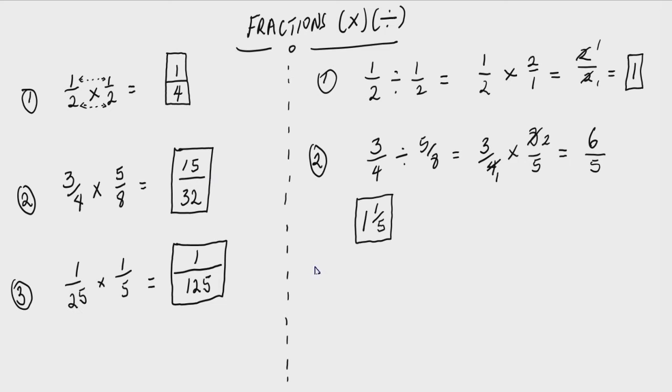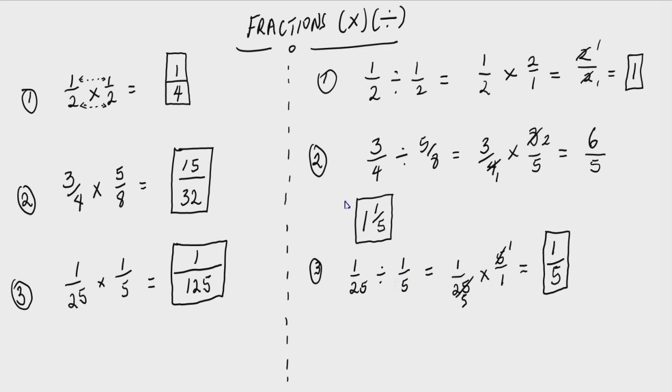Okay, let's go to the third one, that's just 1 over 25 divided by 1 over 5. Just like the previous ones, 1 over 25 times 5 over 1. Let's divide through here: 5 here becomes 1, 25 here becomes 5. 1 times 1 is just 1, 5 times 1 is 5. And look at that, that's our final answer. And that's it.